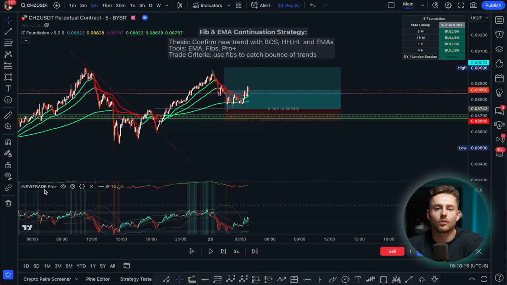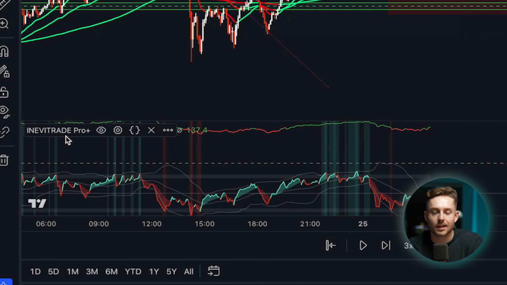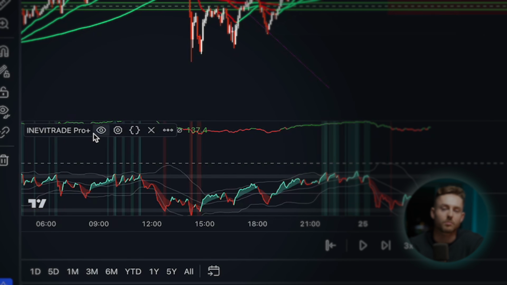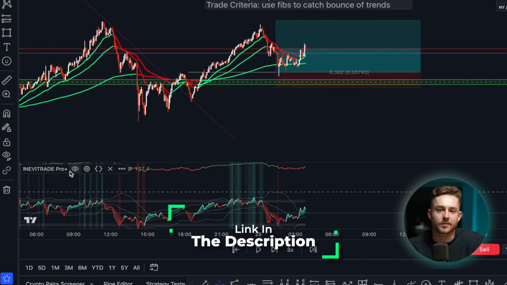And the next thing that I like to look at to see where we could see potential overvalued and undervalued parts of price action is by looking at an RSI, and we made a custom cloud highlight RSI called the InnovaTrade Pro Plus indicator, which you could also find in the resources of the Discord.